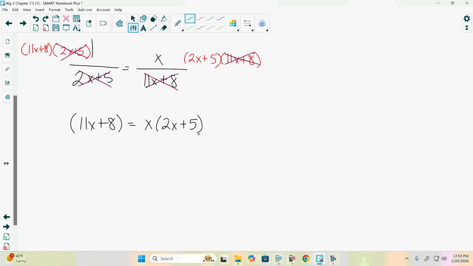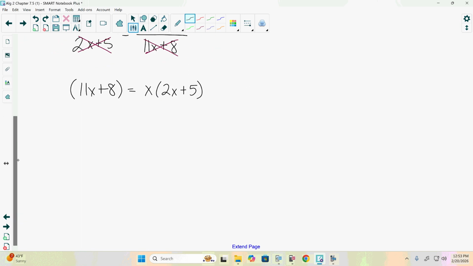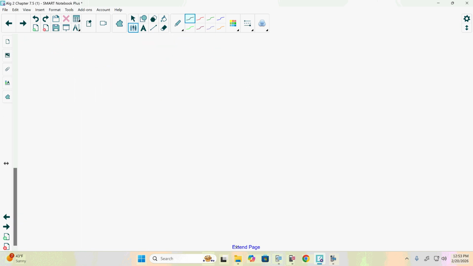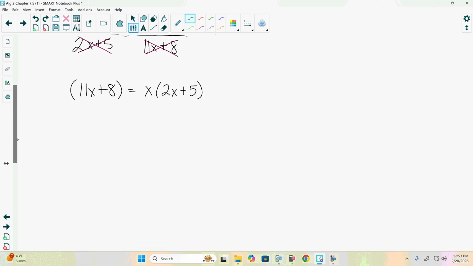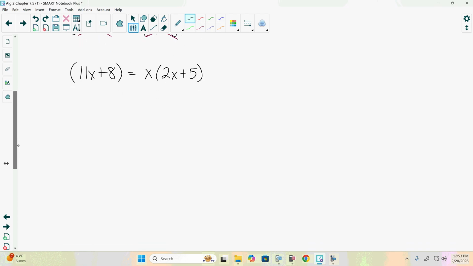Now, we could have gone through the process of figuring out what the least common denominator between 2x plus 5 and 11x plus 8 is and go through that process, but this is the same thing. This is also helpful just in case we do have repeated terms in different denominators that we don't add too many. Questions on how we got to this point here?